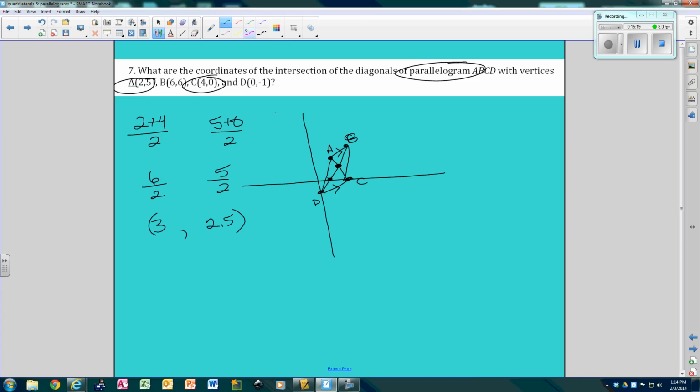Okay, and double check it. That's how I found that mistake. I'm going to do the same thing with B and D. So I'm going to add the x's. So 6 plus 0 divided by 2. 6 divided by 2 is 3. And then do the same thing with the y. 6 minus 1. So you have 6 plus negative 1 divided by 2, which is 5 over 2, which would be 2.5. So I double checked. So they intersect right there at 3, 2.5. So this is the midpoint.